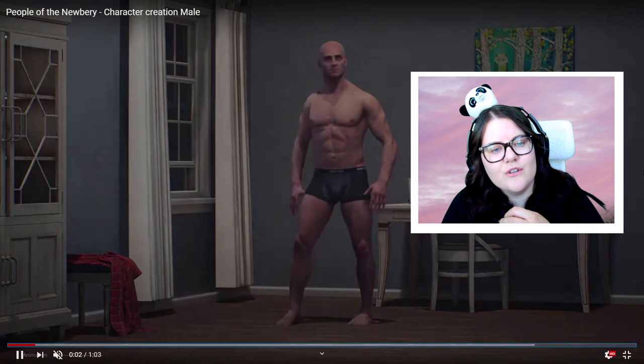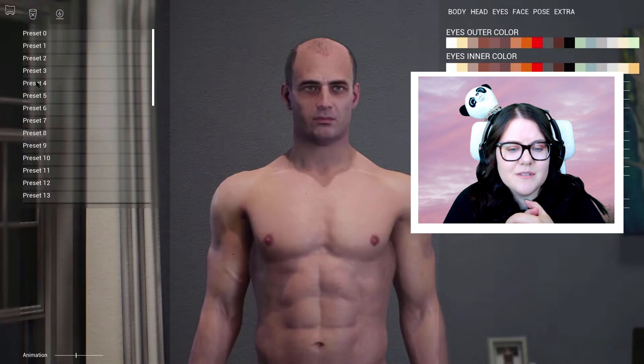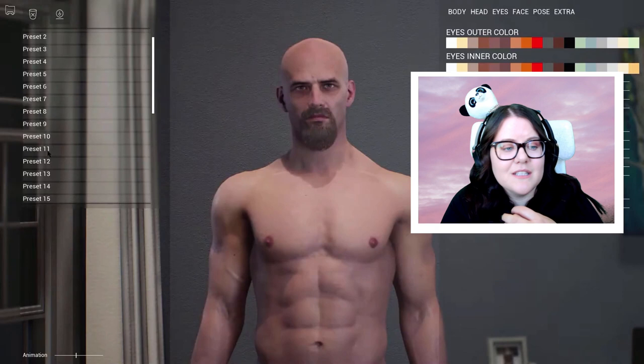The next thing that they posted was on July 2nd, and this is the character creation for a male character in People of the Newbery. Now, I don't like the way that these characters look at all. I think that they are too realistic. I don't really like hyper-realistic simulation games. I don't want them to look like real people. I want them to be more cartoony so that it takes me out of real life a little bit. So this is not something that I'm interested in.